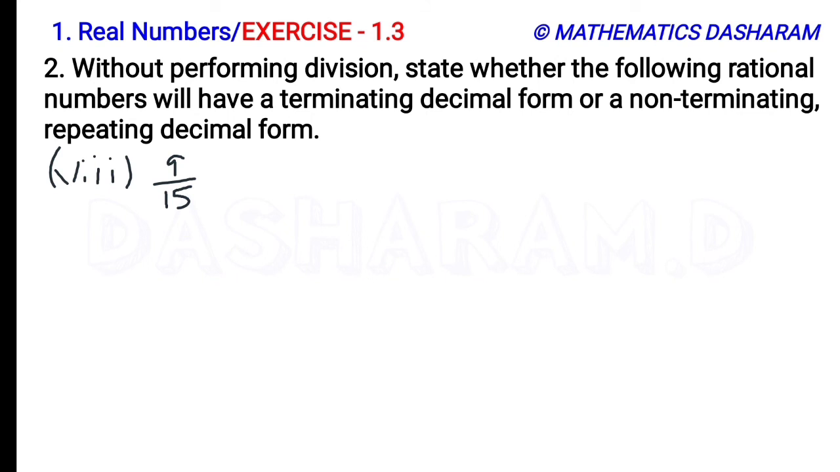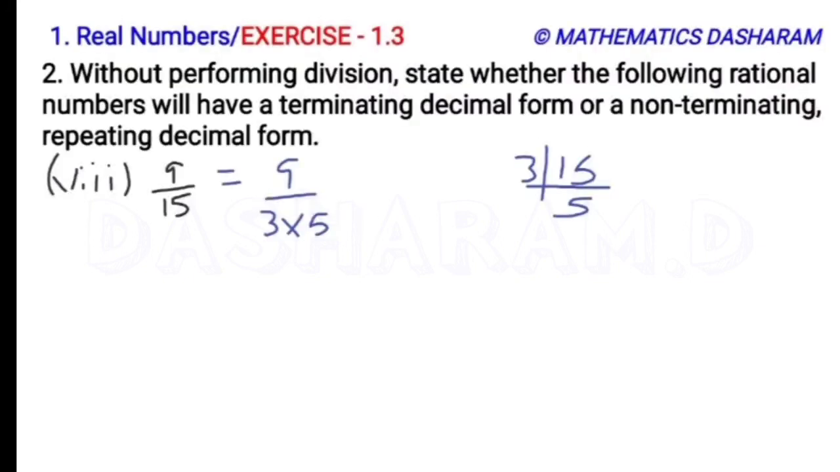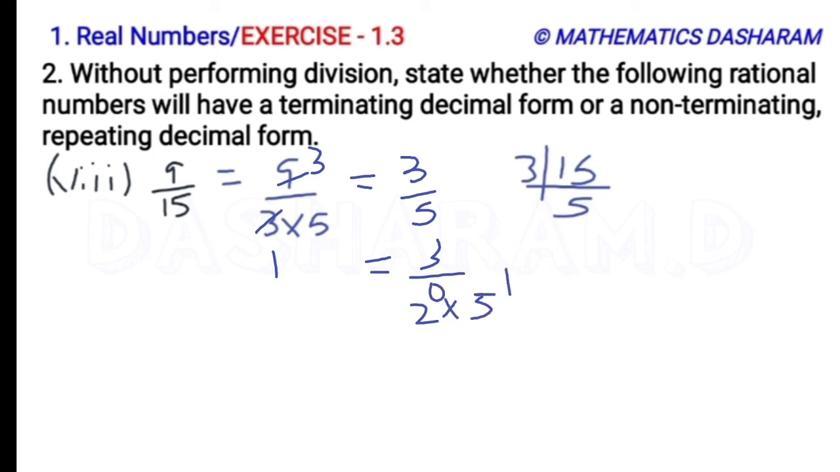Eighth question, 9 by 15. So 15 factorization is 3 5s are 15. 9 by 3 into 5. So here we can cancel: 3 1s are 3, 3 3s are 9. So 3 by 5. But 3 by 5 can be written as 2 power 0 into 5 power 1. Now the denominator is in the form of 2 to the power of n into 5 to the power of m. So the given fraction is a terminating decimal.